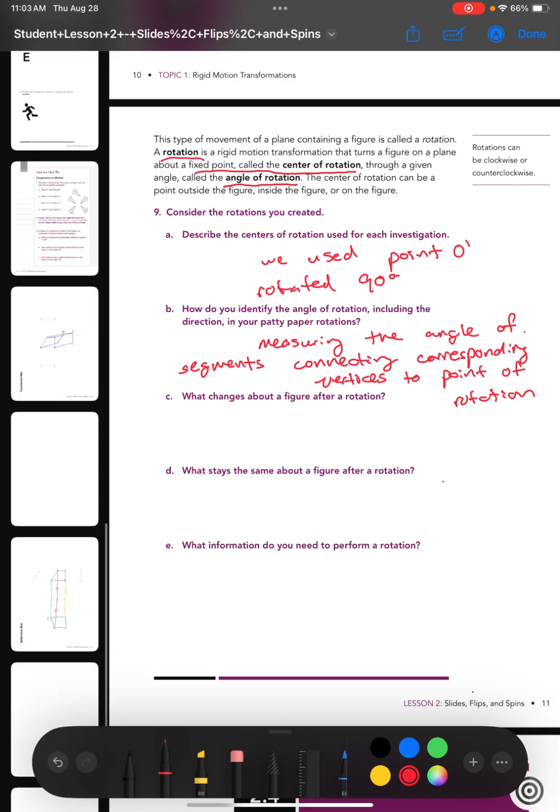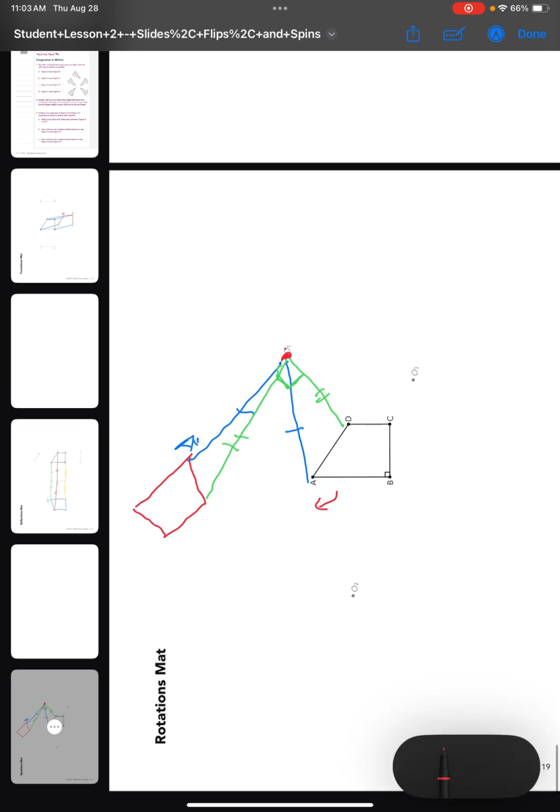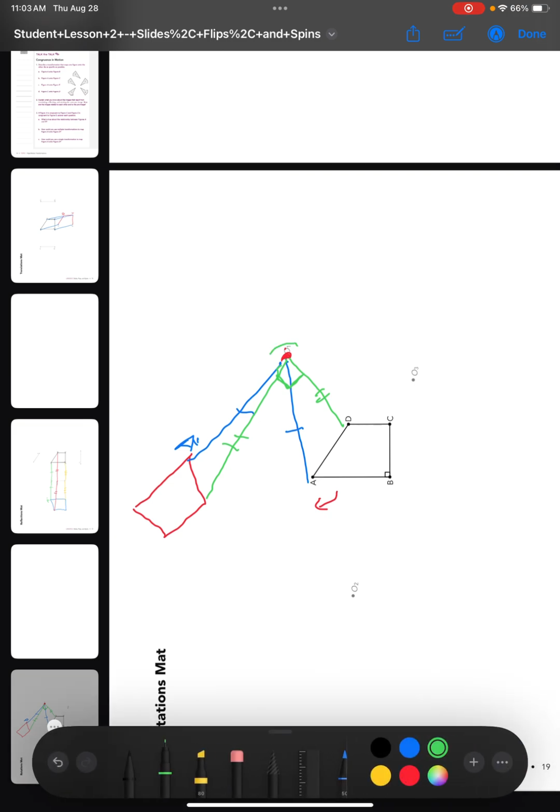Okay, so in other words, I'm going to go back to that image at the end. We measured the angle of rotation by measuring, I'm going to circle it in green because I have it in green here, by measuring that angle of the segments connecting the point of rotation with the corresponding vertices. In this case, with the green one, it was corresponding point D.